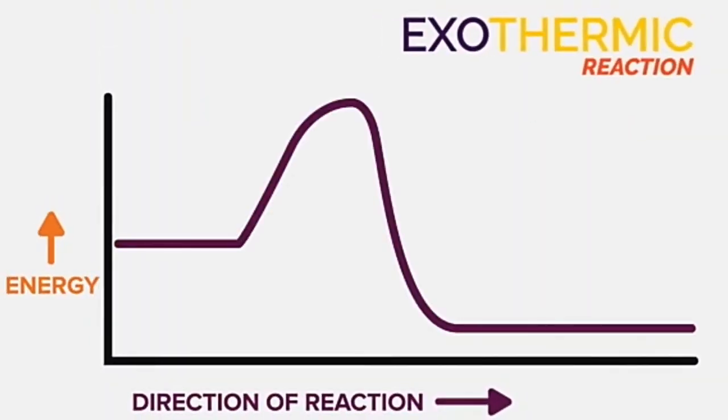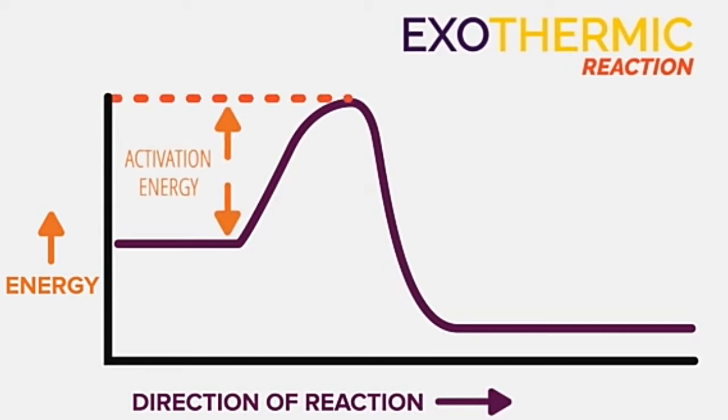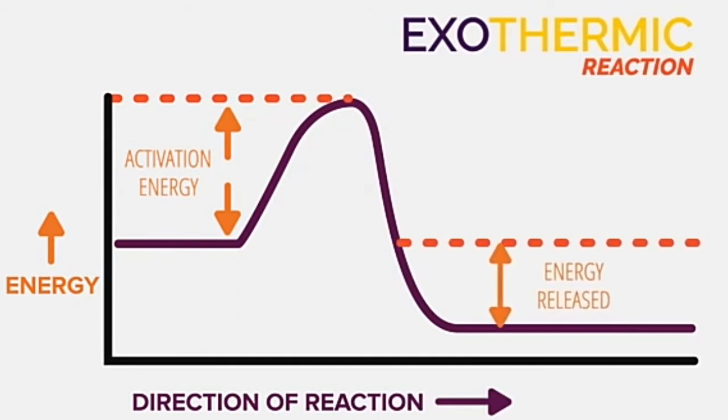Because in exothermic reactions, energy is given out to the surroundings, this means that the energy of the reactants is higher than the energy of the products. Hence the energy curve for exothermic reactions will look like this. Now let's have a look at endothermic reactions.